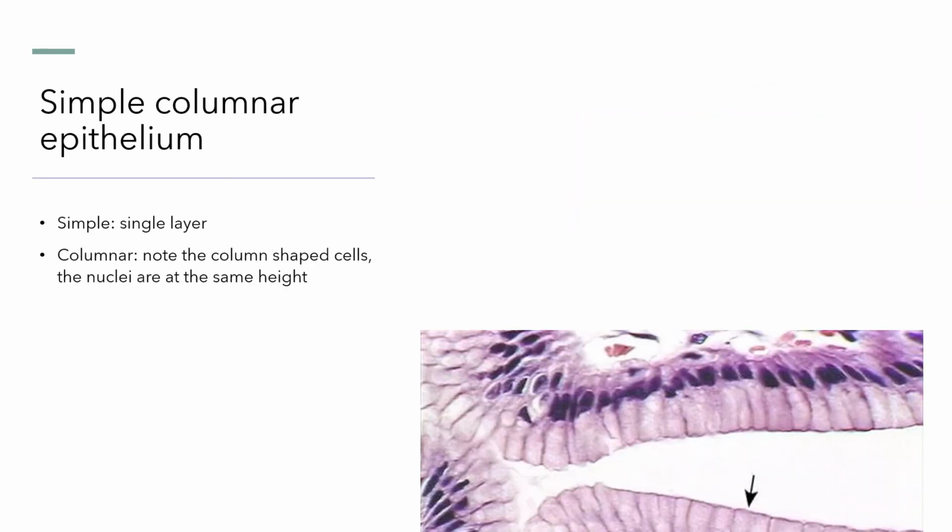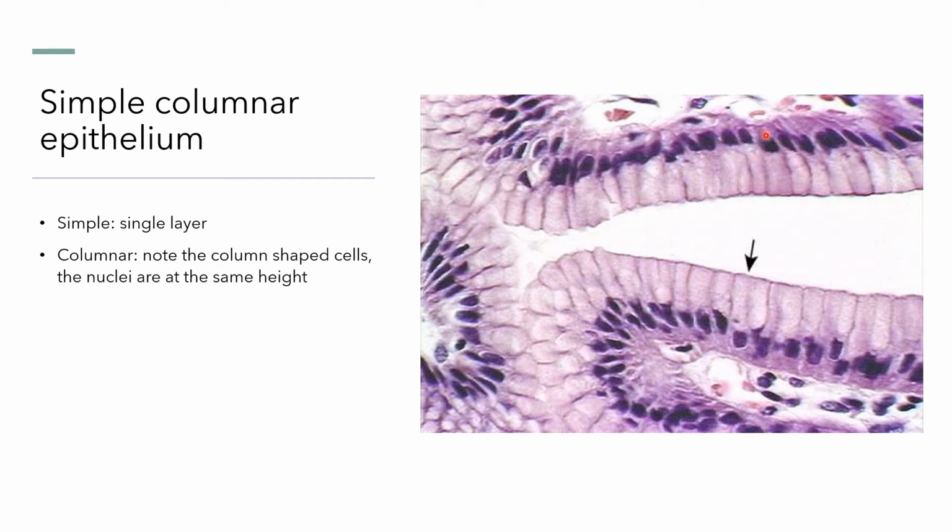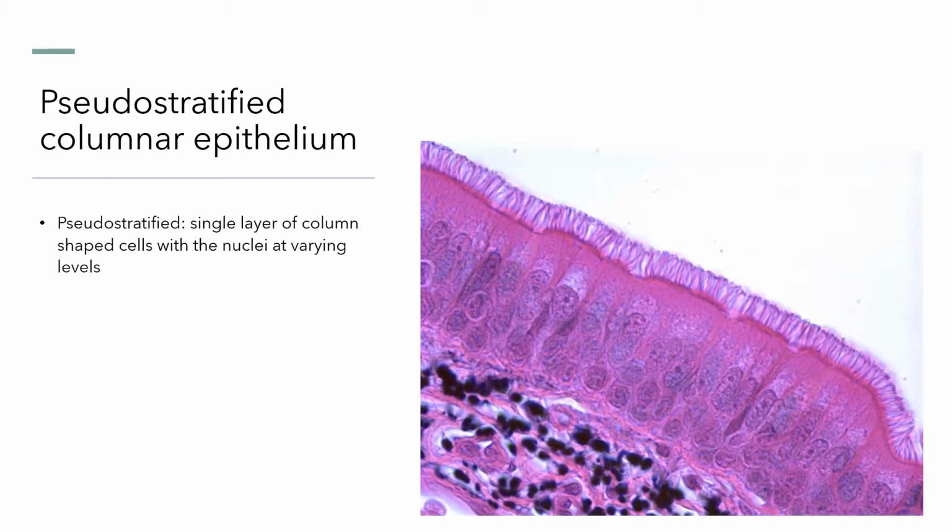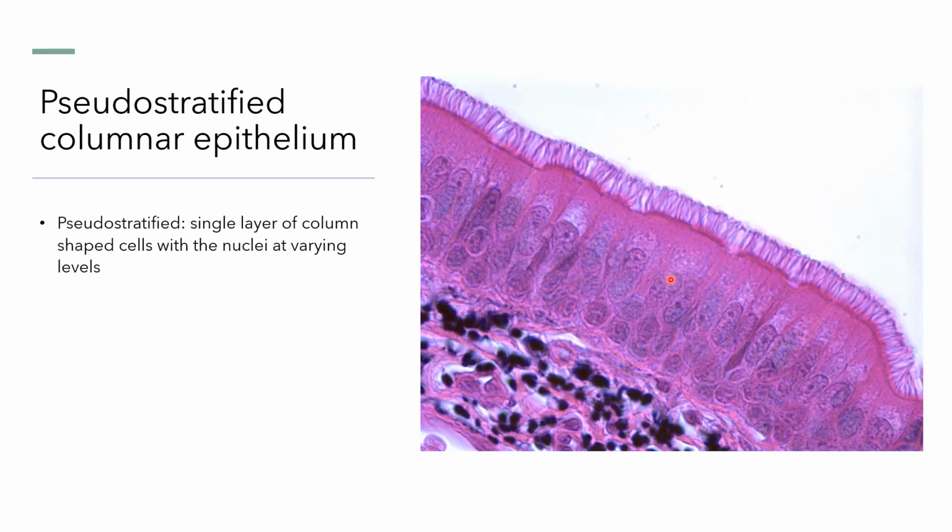Simple columnar epithelium. You've got this single layer of columnar cells. These cells are taller than they are wide, and note that the nuclei are at the same height, so you can tell that this is clearly a single layer of columnar cells. Pseudostratified columnar epithelium. Take a look at this. You have a single layer of column-shaped cells with nuclei at various levels. So you would think that this could be stratified epithelium, but it's not really stratified. It's only one layer. It's just that the nuclei are at different levels.